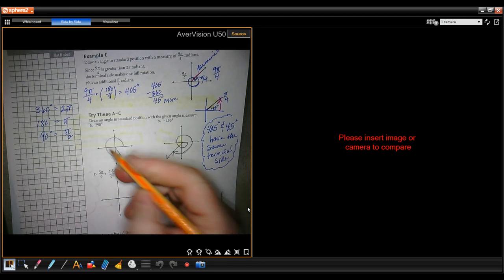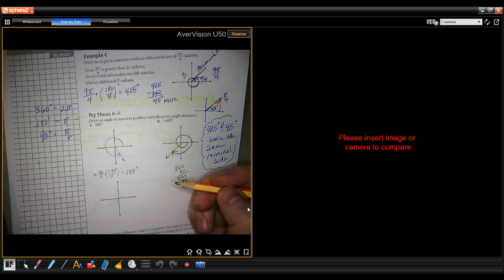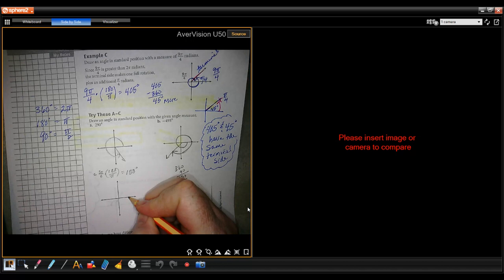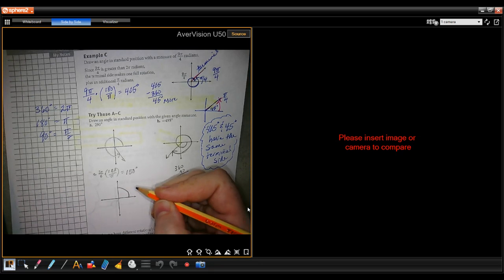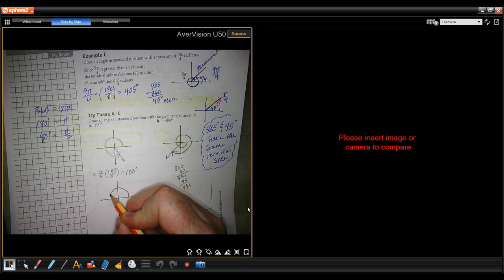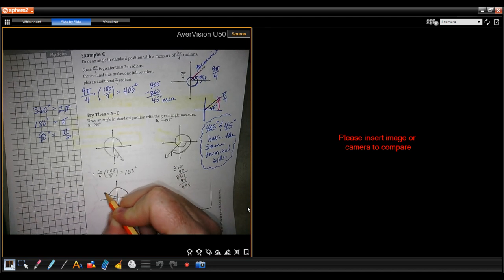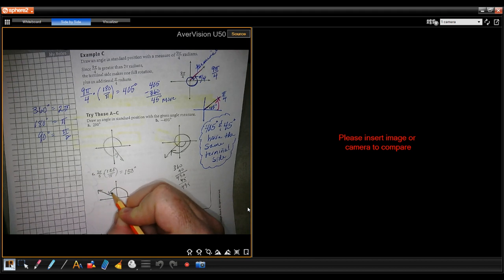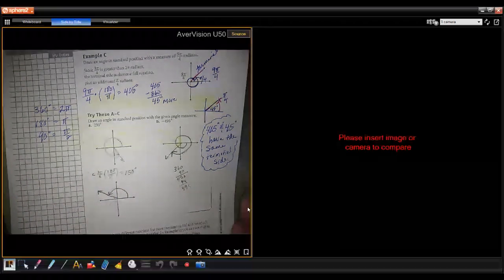Okay, so then where's 150 degrees? So then you put your pencil on the x-axis. That's where you always start. You go 90, and 90 plus what? 90 plus 60 is 150. So it's going to be past the halfway point a little bit more. So there is the positive 150 degree angle.